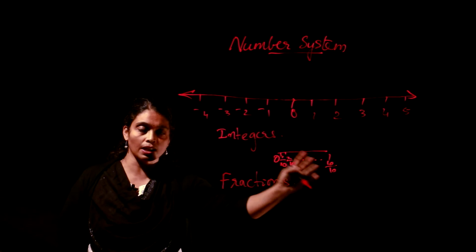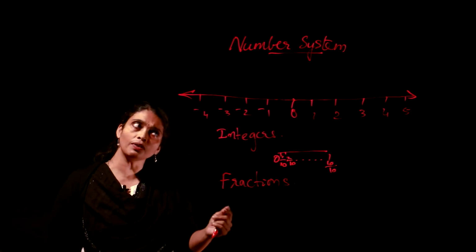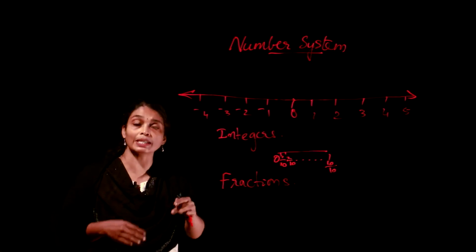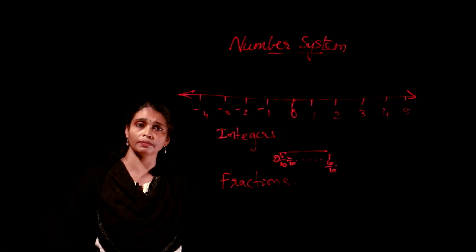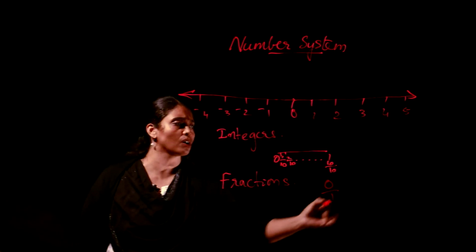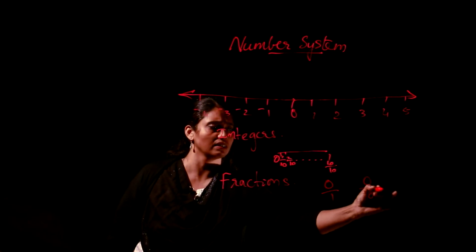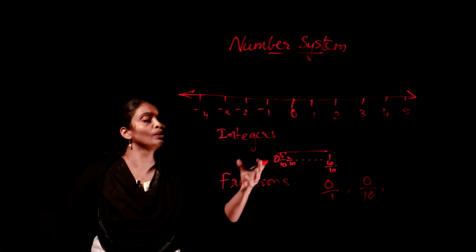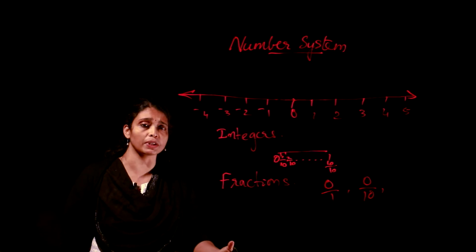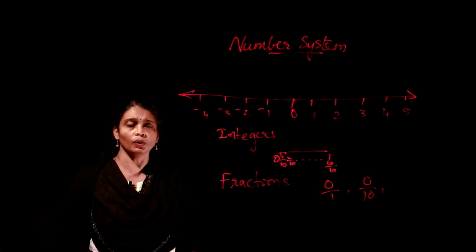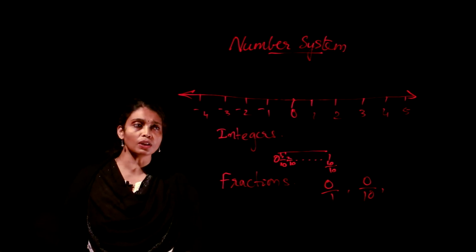When fractions come in, what will happen? Can you call 0 a fraction? Can you represent 0 as a fraction? Of course, we can write 0 as 0 by 1 or 0 by 10. When you divide 0 by any number, what will happen? Nothing happens, you will get 0. So 0 can also be written as a fraction.